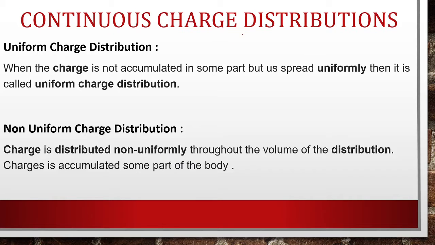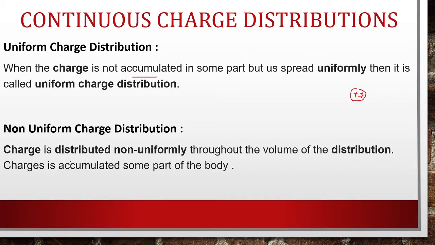Continuous charge distributions. There are two types of charge distributions: uniform charge distribution and non-uniform charge distribution. So what is uniform charge distribution? When charge is not accumulated in some part but is spread uniformly, that is called uniform charge distribution. That means if you have a body like this and charge is uniformly spread throughout this body, there is no accumulation of charges, that is known as uniform charge distribution.